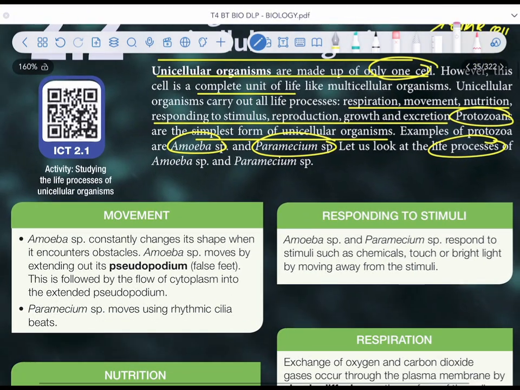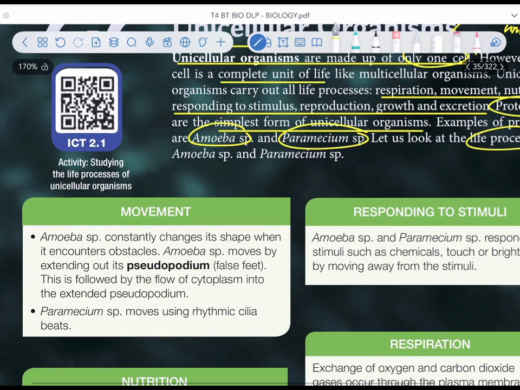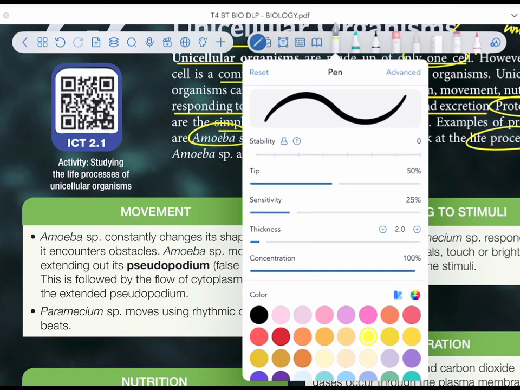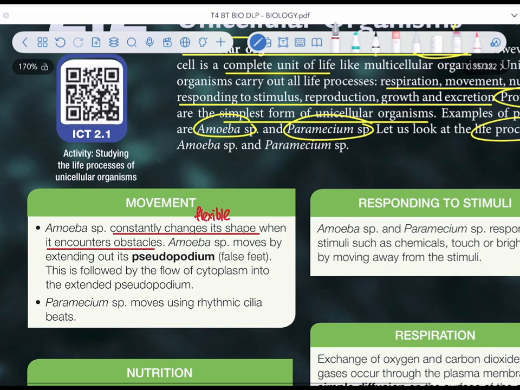So let's look at the first life process, which is movement. So Amoeba species constantly changes its shape when it encounters obstacles. It means that they are kind of flexible. They can easily change their body shape when they encounter some obstacle. So this Amoeba species moves by extending out its pseudopodium. This is the keyword or term that you must remember for Amoeba species.